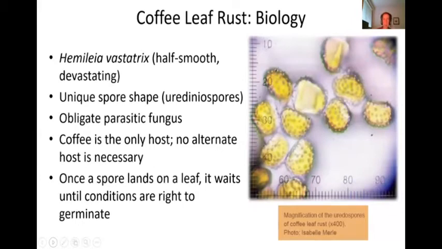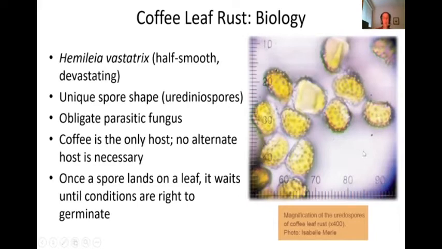So to talk about its biology, the fungus is called Hemileia vastatrix. Basically, it's named Hemileia with the half smooth spore. That's what you're seeing here, and the devastating nature. And these are very unique spore shapes for rust. Okay, so these are the urediniospores you're looking at. And to me, they look like, in a way, this taco shape. And it is covered with these spines, except for the bottom portion. If you're looking here, you see the spines protruding all over.